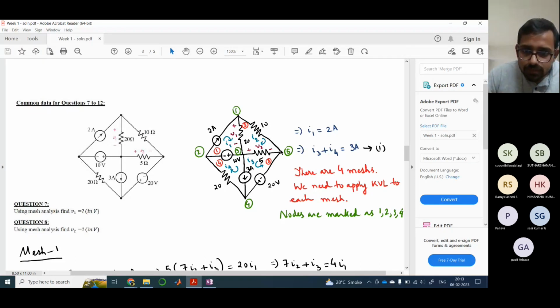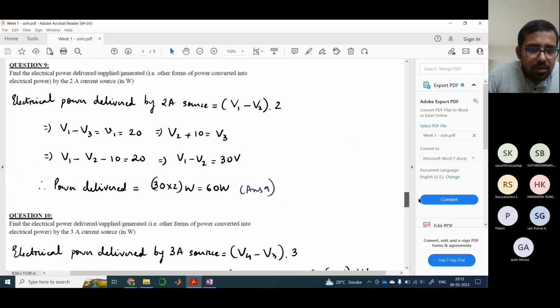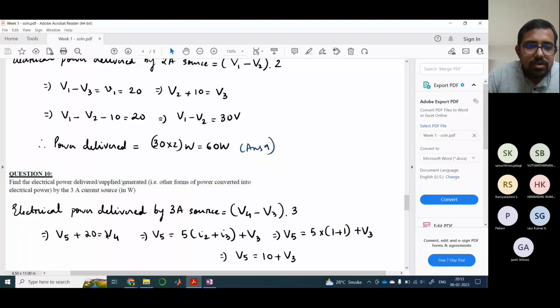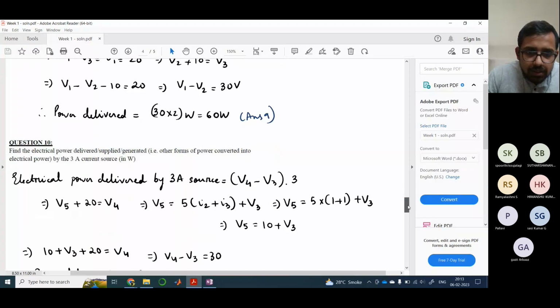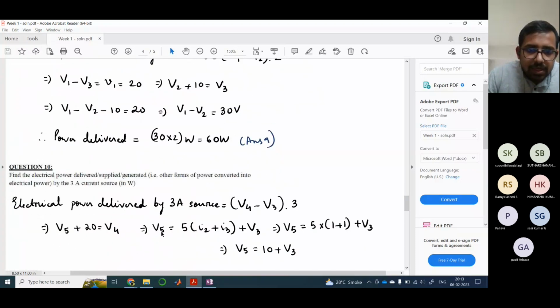So see, V5 would be what? As I told you, V4 is higher than V5. Potential at node 4 is higher than potential at node 5 by a voltage magnitude of 20 volts, right? So this is what I have written here. So V5 plus 20 equals to V4, and obviously this is okay. So now I am relating node 5 and node 3, right?